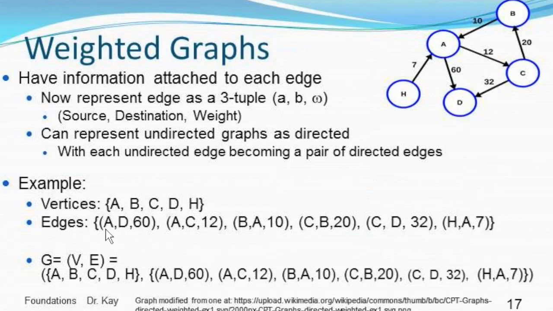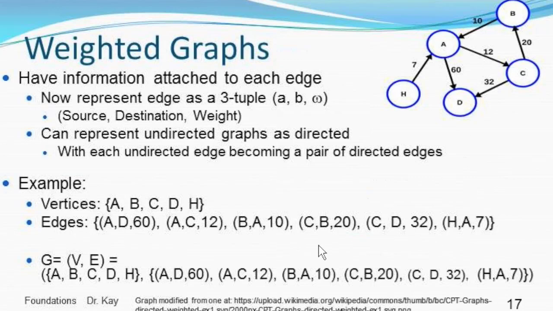So I have A, comma, D, comma, 60. And again, order matters: start, end, and the weight. This says I have another edge from A to C that has a weight of 12. Well, I go from A to C with a weight of 12. So that looks good, and so on.